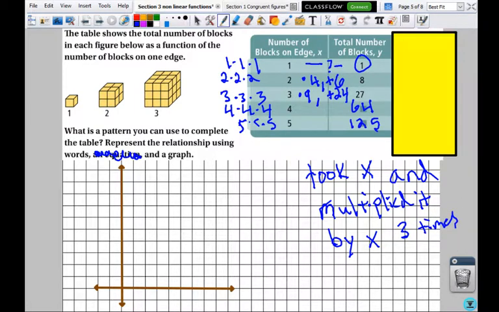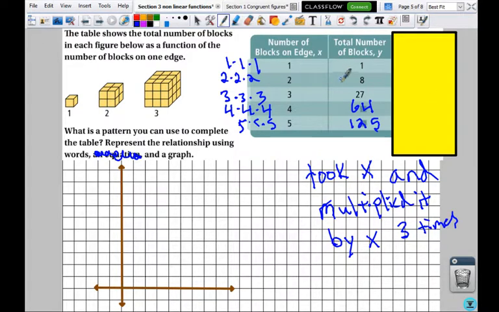So for our words, all we need to do is explain whatever pattern we found. It doesn't need to be anything intense. I just need to explain my pattern. So I took x and multiplied it by x 3 times. And now that I'm done with that, I'm going to graph it. To make it a little easier to see, I'm going to erase this part right here just so I can look at my graph a little bit better. It's kind of hard to see.